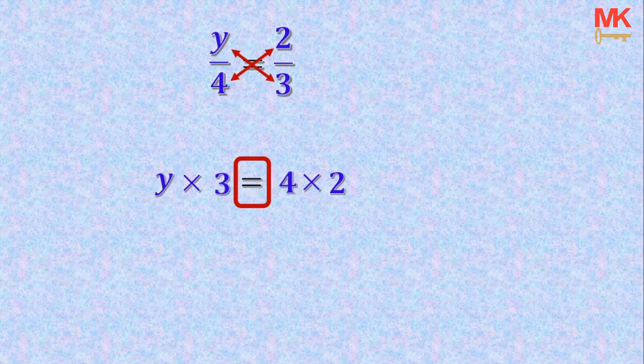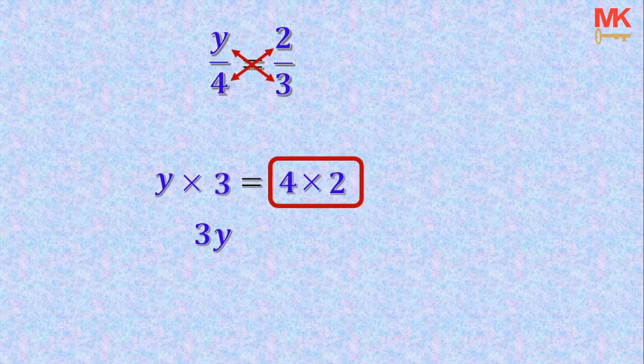So the y on top multiplies the 3, and that gives us y times 3 at the left hand side, and at the right hand side the 4 will multiply the 2, and that gives us 4 times 2. Remember not to forget the equality symbol between these two products. So at the left hand side we have y multiplying 3, which gives us 3y, and at the right hand side 4 times 2 gives us exactly 8.